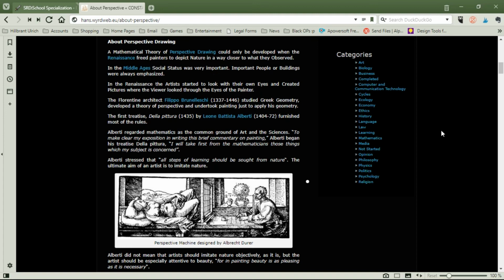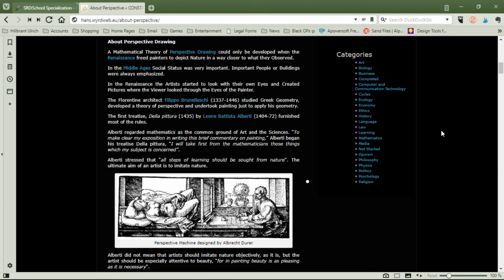Brunelleschi. That's fun, listening to me figure that out. He studied Greek geometry, developed a theory of perspective, and undertook painting just to apply his geometry. The first treatise, Della Pittura, 1435, by Alberti, furnished most of the rules. Alberti regarded mathematics as the common ground of art and the sciences.